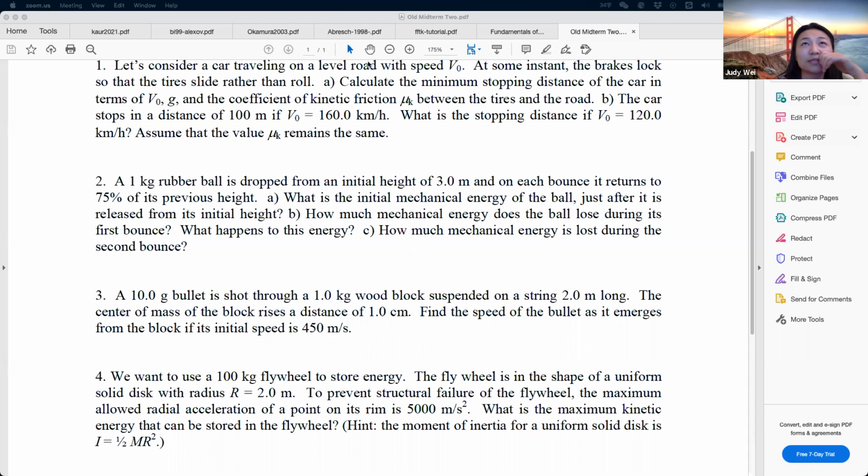Let's see. So a bullet is coming this way, and here is the wood block on a string 2 meters long. The center of mass of the block rises a distance of 1 centimeter. Find the speed of the bullet as it emerges from the block if its initial speed is 450. Okay, I'm trying to understand.